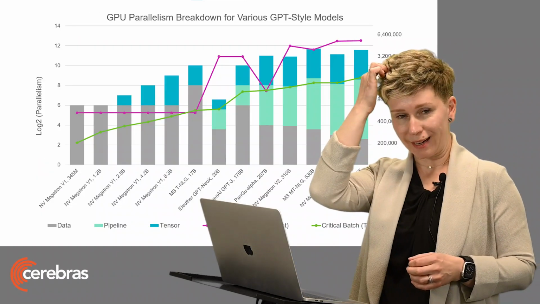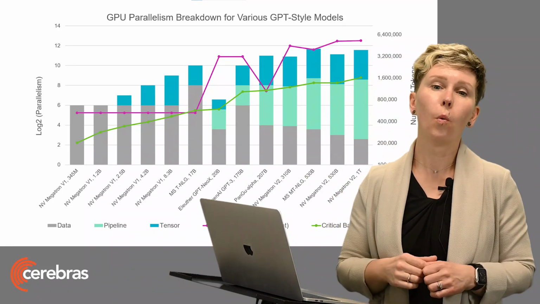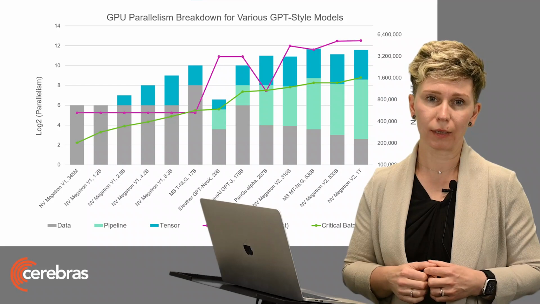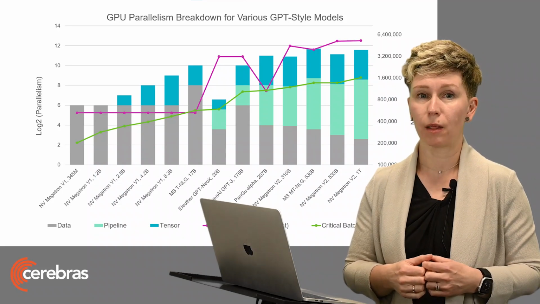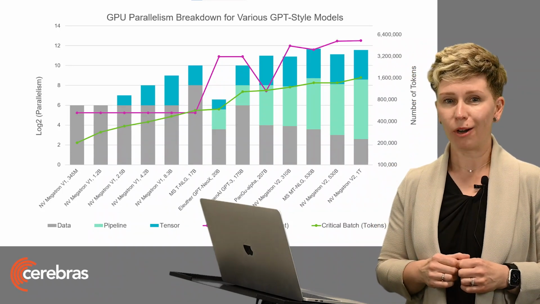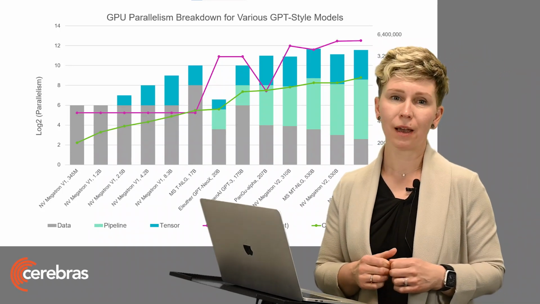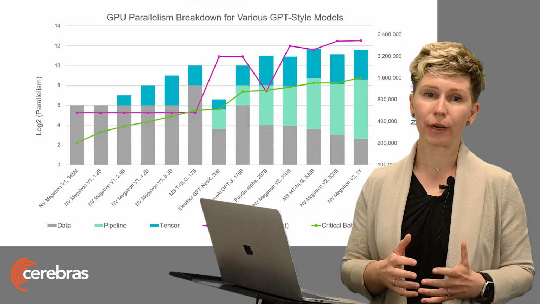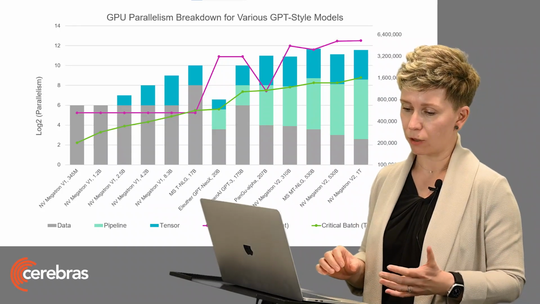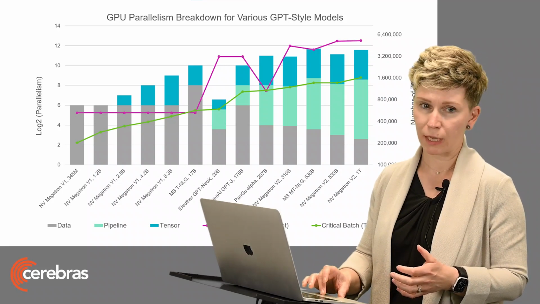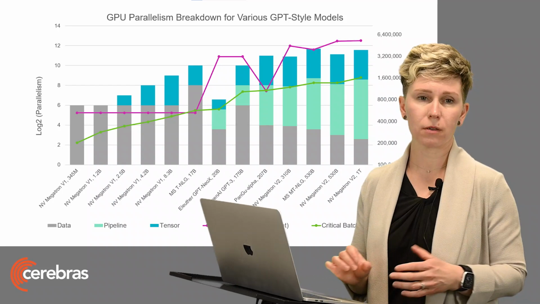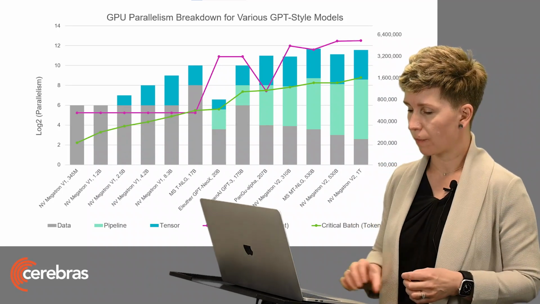We did a little bit of study and took a look at what types of parallelism have been used historically to train large-scale GPT-style models. On this a little bit complicated plot, what we attempted to show is how people trained models from a few hundred million parameters, like Megatron with 345 million parameters right here, and all the way up to a trillion parameter model across large-scale clusters of GPUs.